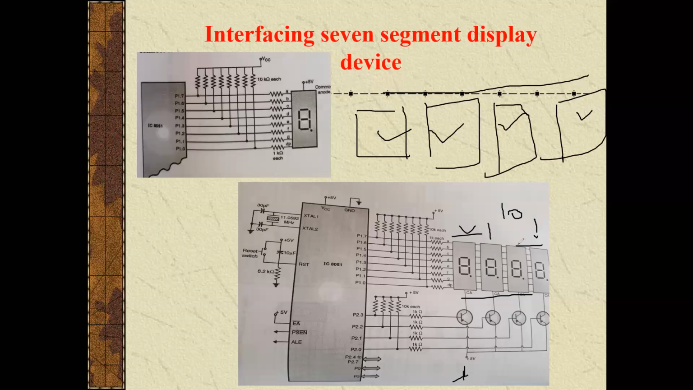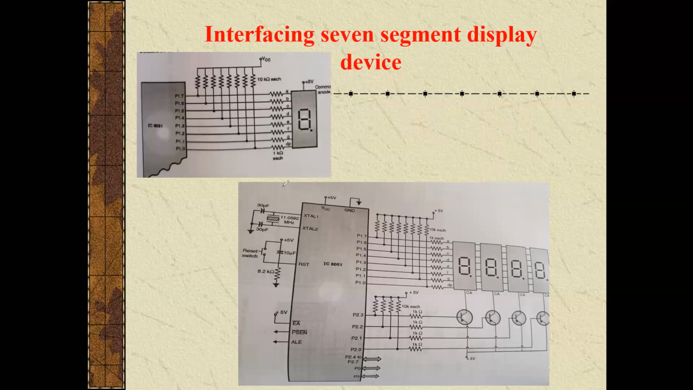If I want to display up to 100, then these 3 7-segment displays will be on. So these 3 common anode terminals are connected to high voltage, this one becomes low, and such multiplexing operation is performed using the port 2 pins. If we want to display 4 digits, we connect all the common anode pins to high signal. This type of configuration has been done here.